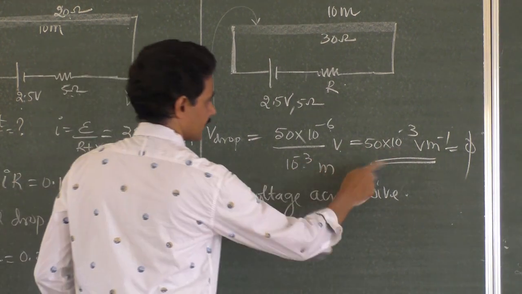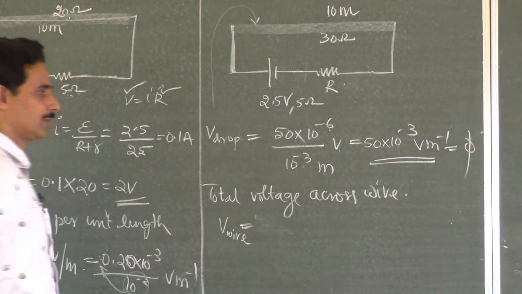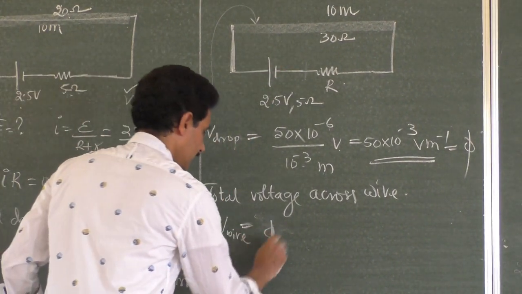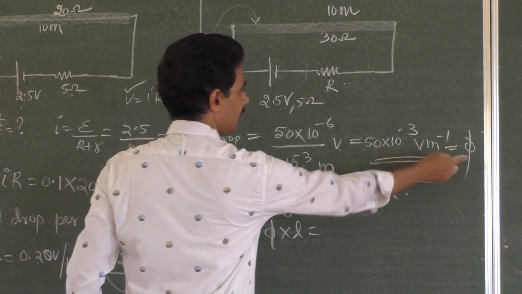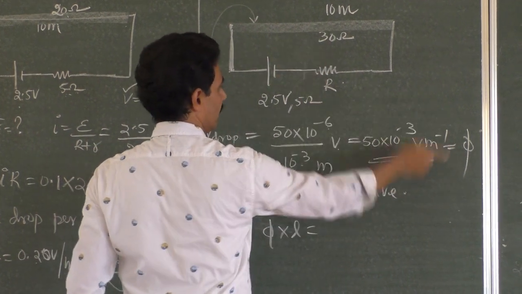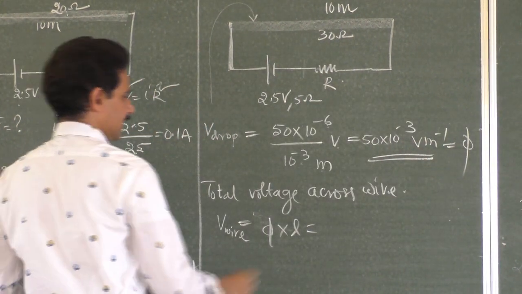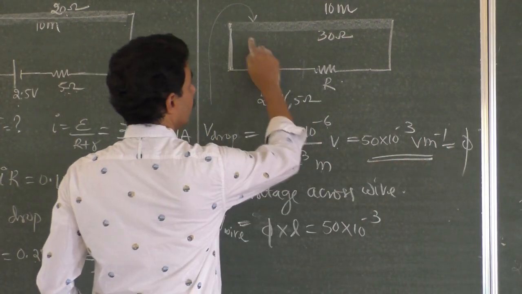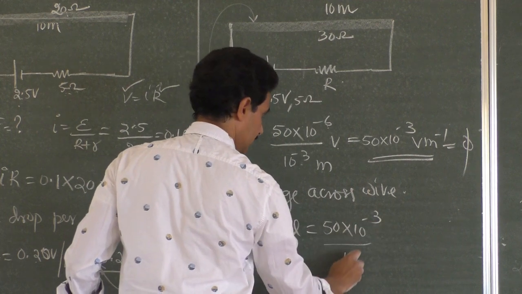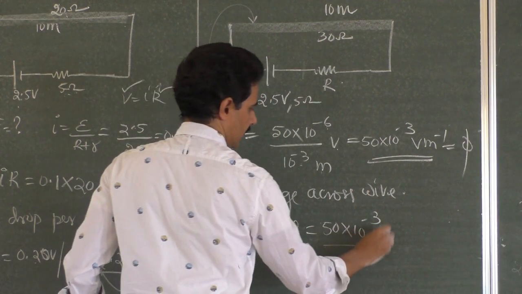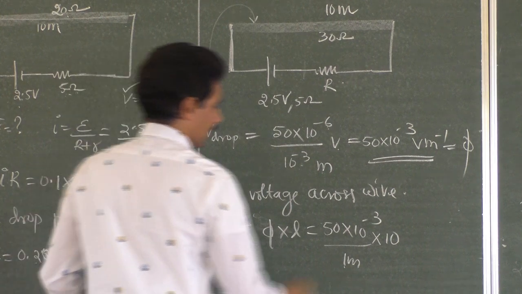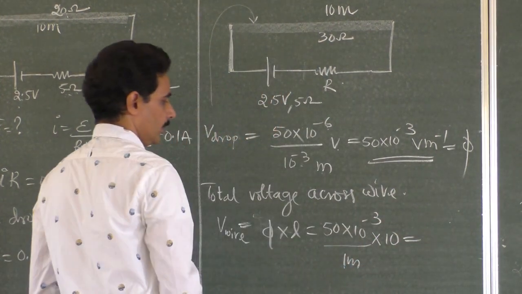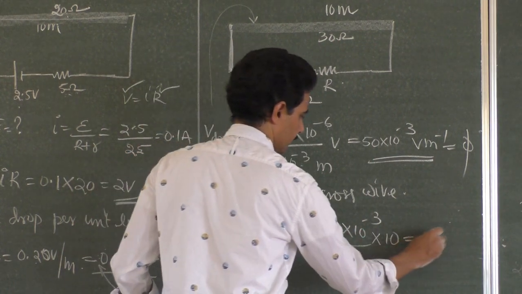Voltage across the wire, per meter, is 50 into 10 to the power minus 3 volt. What is the total voltage across the wire? Phi into length, right? Because per meter I have here. For 1 meter, this is the voltage. For 10 meters, how much? That is the total voltage across the wire. That is equal to 10 to the power minus 2 totally, 0.5 volt.